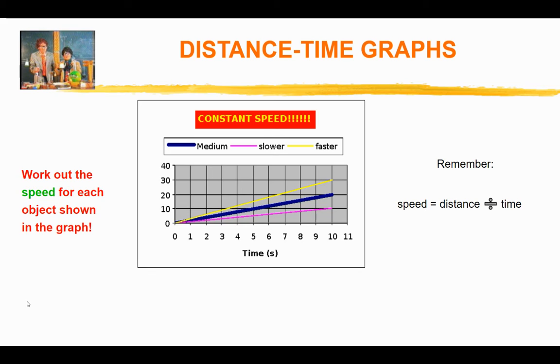And last but not least is the pink line. How far did it travel? 10 meters in how many seconds? 10 seconds. 10 divided by 10 is 1 meter per second.